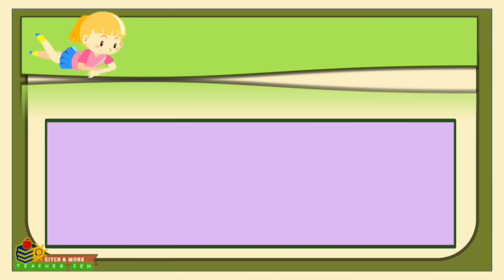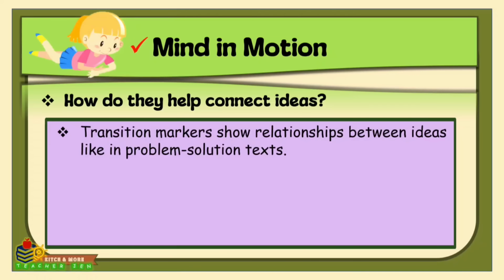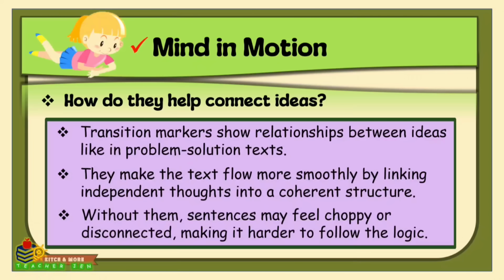Next, how do they help connect ideas? First, transition markers show relationships between ideas like in problem-solution text. Second, they make the text flow more smoothly by linking independent thoughts into a coherent structure. And the third one, without them, sentences may feel choppy or disconnected, making it harder to follow the logic.